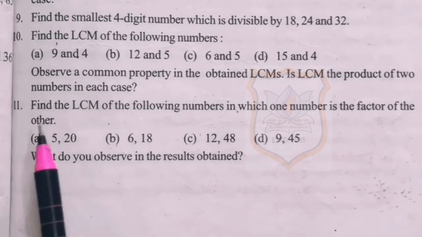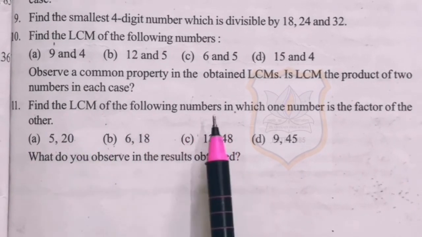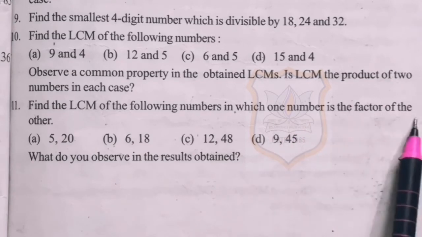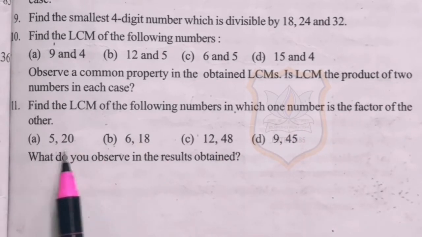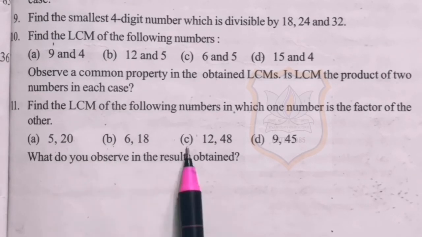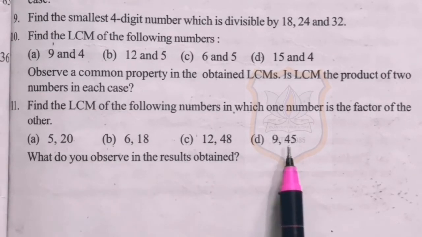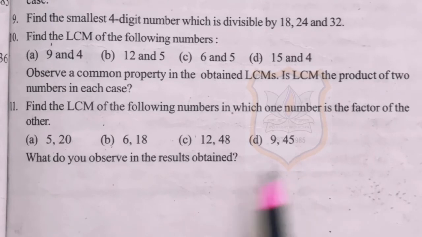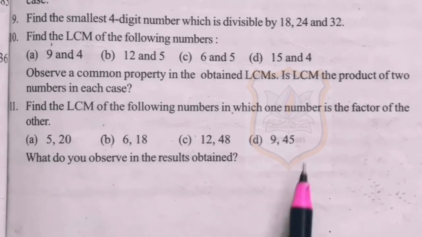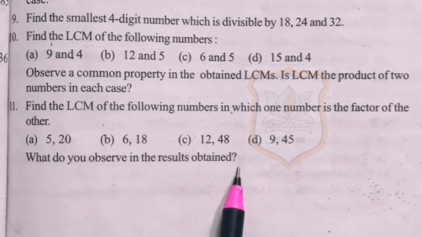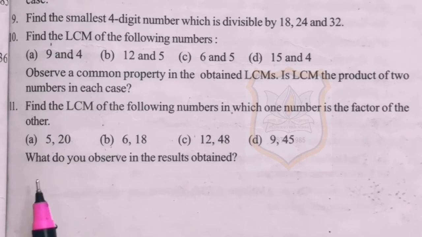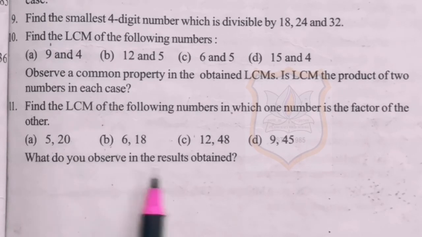Question number 11. Find the LCM of the following numbers in which one number is the factor of the other. Here A: 5 and 20, B: 6 and 18, C: 12 and 48, D: 9 and 45. Students, here also we have to find out the LCM of these numbers. And next what is asked is, what do you observe in the results obtained? Then we have to find out the LCM and observe the results.